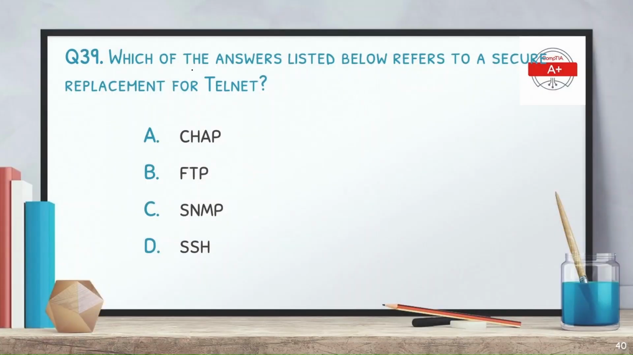Question number 39: which of the answers listed below refers to a secure replacement for Telnet? I already answered this in the previous question. So let's go to the options. Option A, CHAP, B, FTP, C, SNMP, and D, SSH. The correct option is SSH, the secure replacement of Telnet.